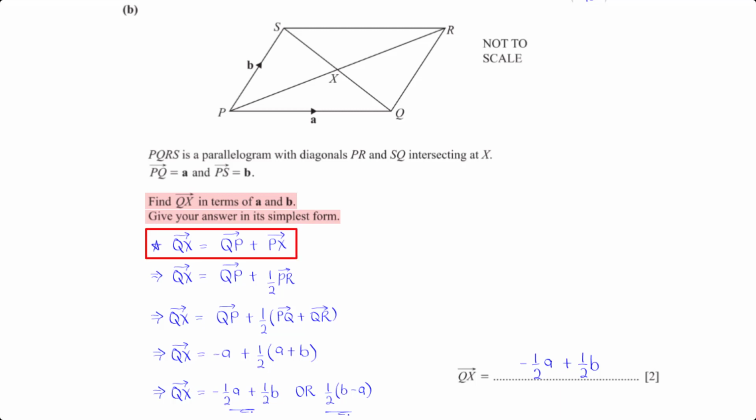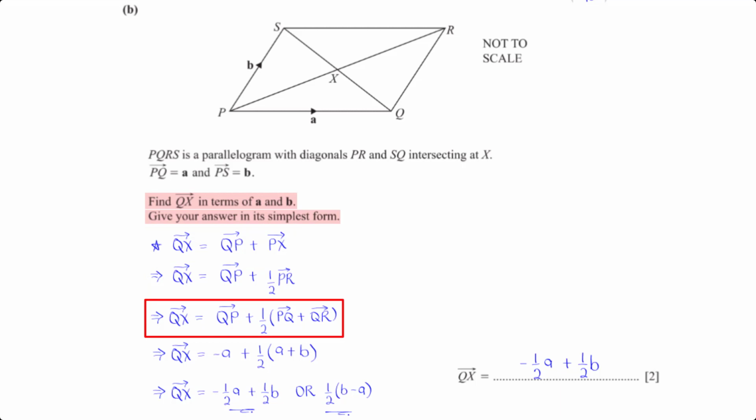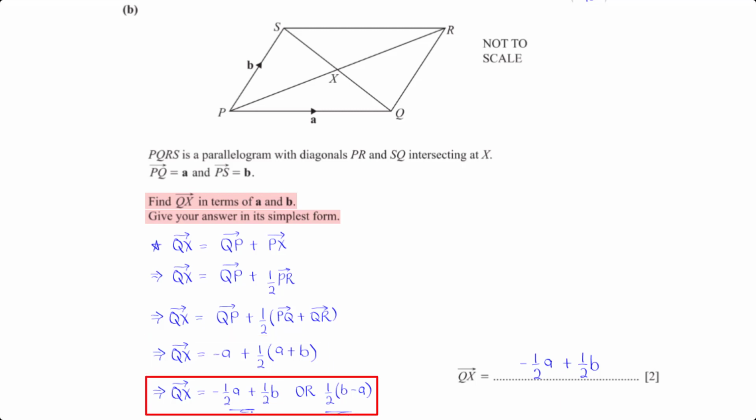QX can be expressed as QP plus PX. PX is half of PR and PR is PQ plus QR. QP is negative A, PQ is A, and QR is B. When we expand the brackets and simplify, we get negative half A plus half B.